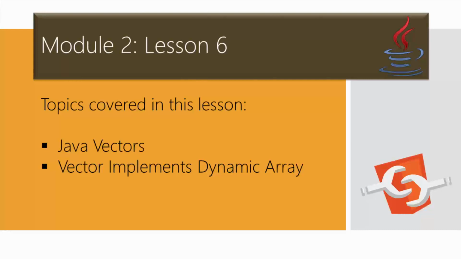Vectors can hold objects and not primitive types such as int, double, and so on. So if we want to place a primitive type in a vector, we need to place it inside an object. I'm going to demonstrate moving along what vectors are and how they actually work.